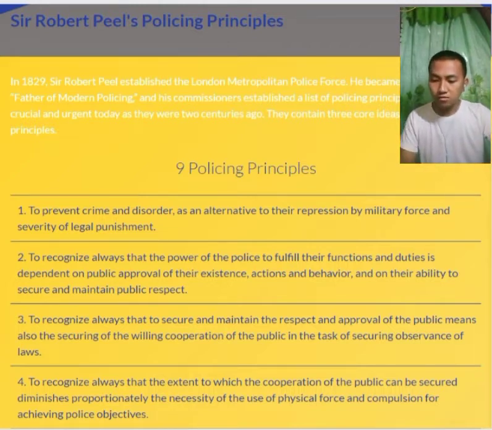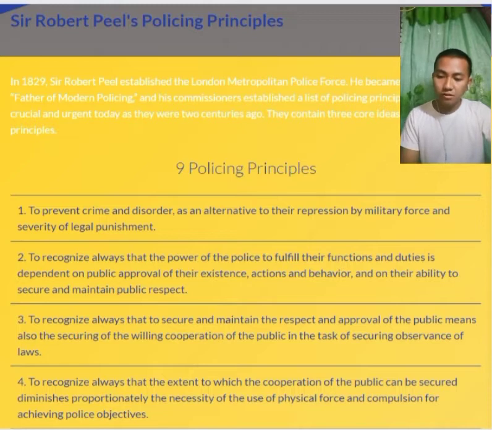So the second one is to recognize always that the power of the police to fulfill their functions and duties is dependent on public approval and their existence, actions and behavior, and their ability to secure and maintain public respect. The police must be a good example to the people for them to perform their duties and functions effectively, because if the people see them as good persons, they can easily command the people where they have been assigned.